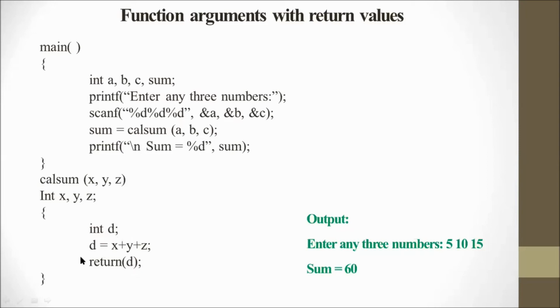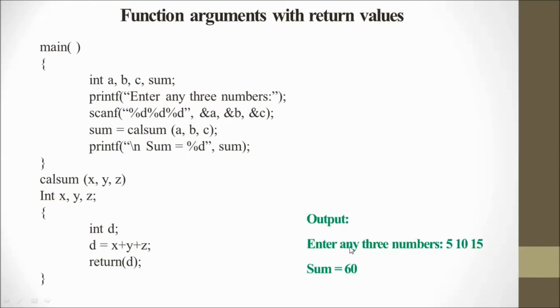So d is returned to the main function where sum is called, and the call's result will be stored in sum. Next, the control will print sum equal to the result of the sum.